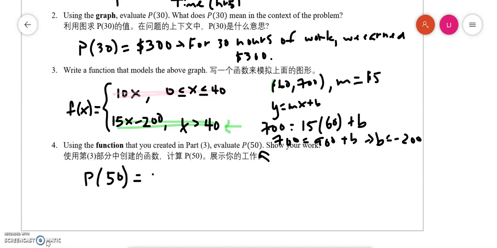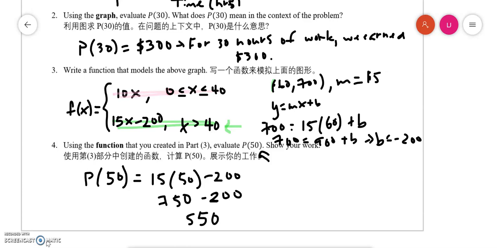Sub it into that green part, so 15 times 50 minus 200. 15 times 50 is 750 minus 200, and that's 550. So there is our answer.